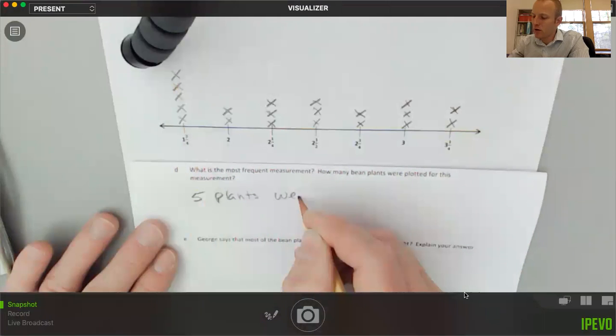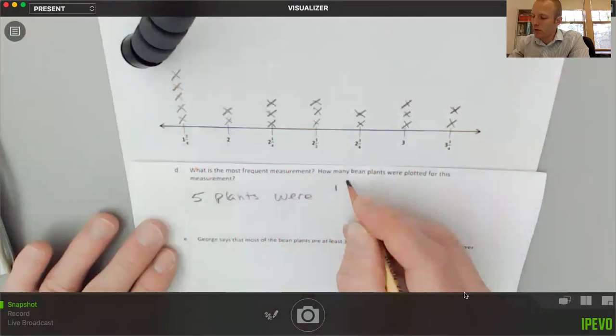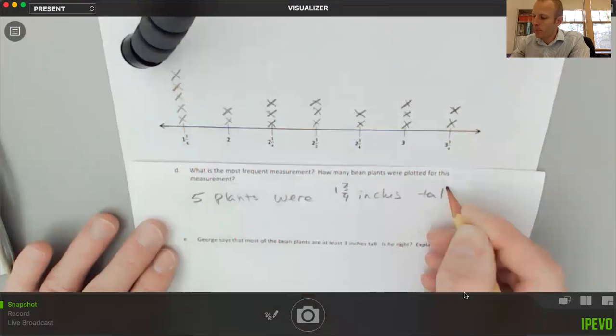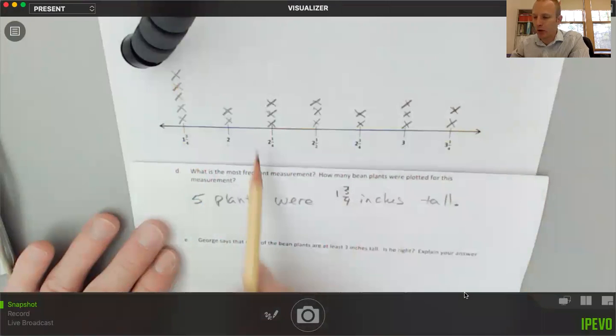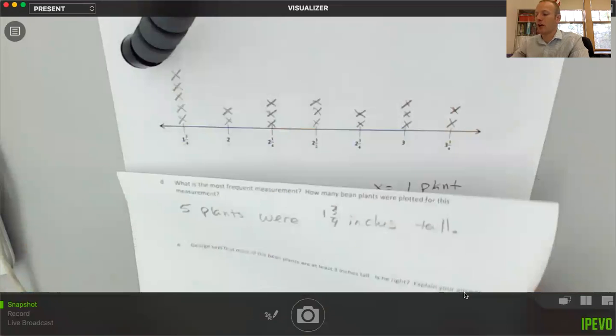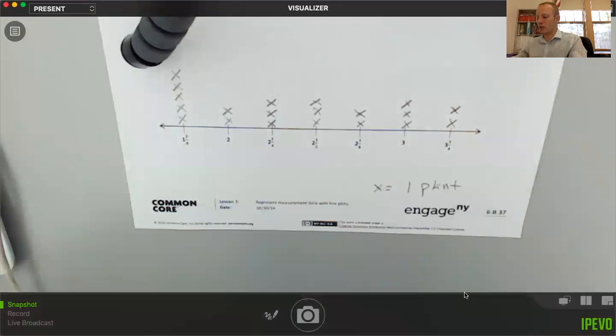were 1 3/4 inches tall. It doesn't ask us, but we can see that there are 3 plants or heights tied, with 3 plants each, as our tied for second place measurements.